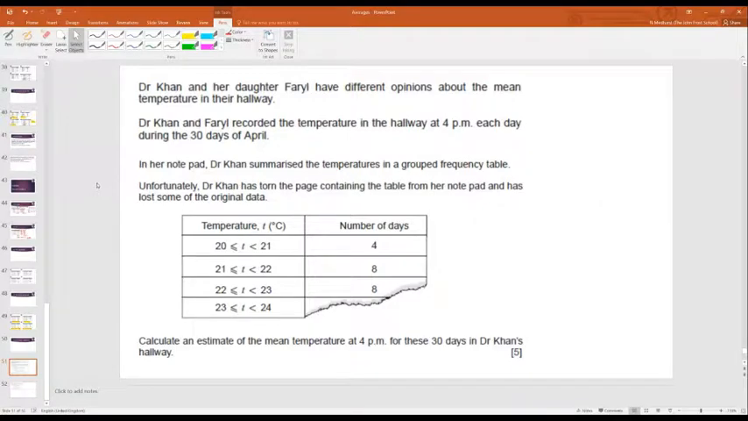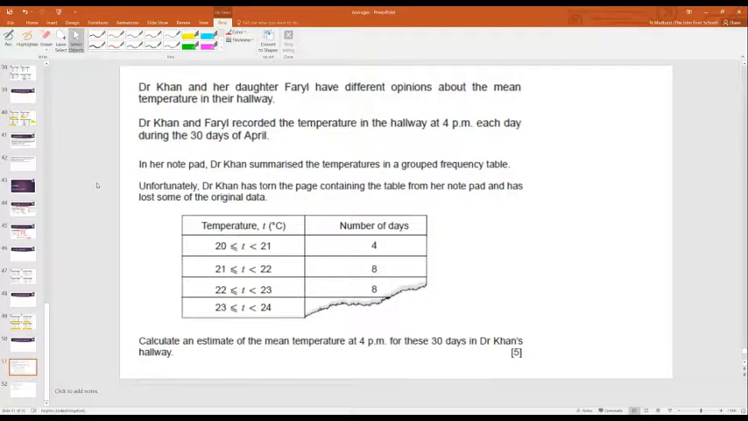Okay, so this is taken from a past exam paper. All right, so Dr. Cannon and Dr. Farrell have different opinions about the mean temperature in their hallway. Dr. Cannon and Farrell recorded the temperature in the hallway at 4 p.m. each day during the 30 days of April. In a notepad, Dr. Cannon summarized the temperatures in a group frequency table. Unfortunately, Dr. Cannon has torn the page containing the table from her notepad and has lost some of the original data, as you can see in the table below.